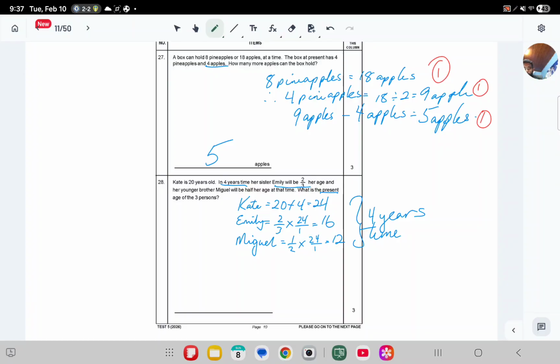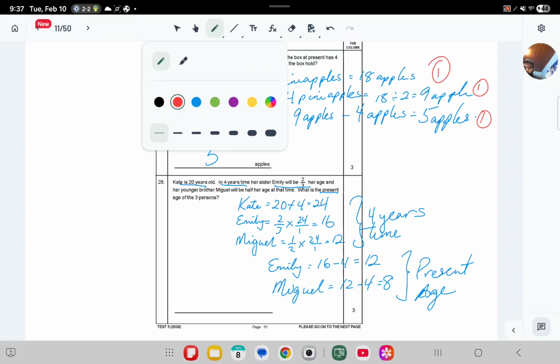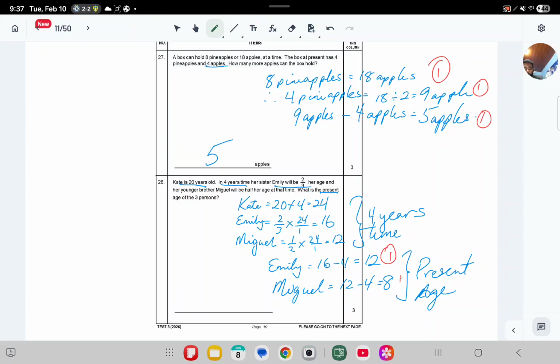So, present age for Kate, we know was 20. Emily now would be 16 take away 4, which is equal to 12. So Emily is currently 12. And Miguel, he would be 12 take away 4, which is 8. So Emily is 12, Miguel is 8. That is their present age. One.